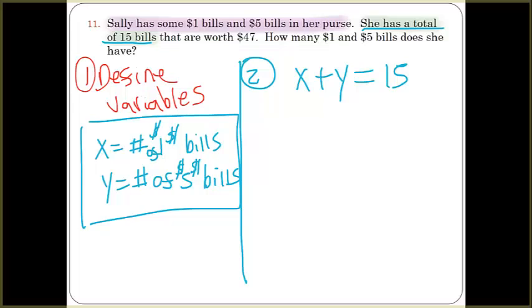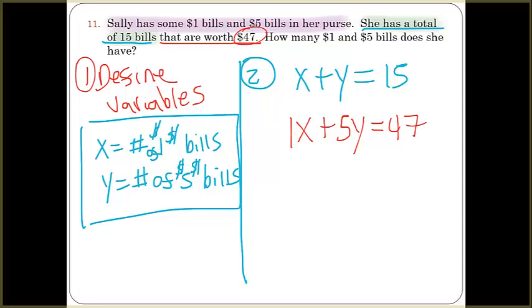The next statement is they are worth $47. Well, if I take the number of $1 bills and I multiply it times the worth of those $1 bills, which is 1, plus the number of $5 bills, and I multiply that by the worth of $5 for each one of the $5 bills, that will give me a total of $47.